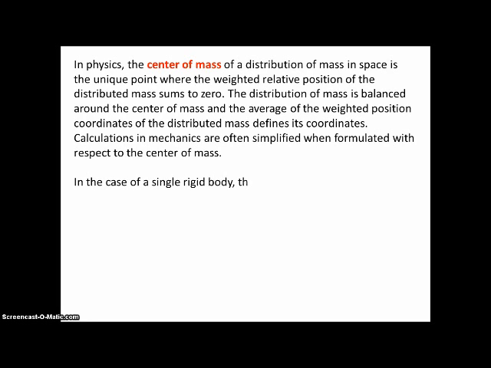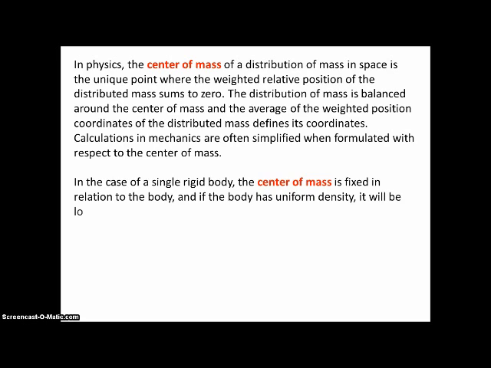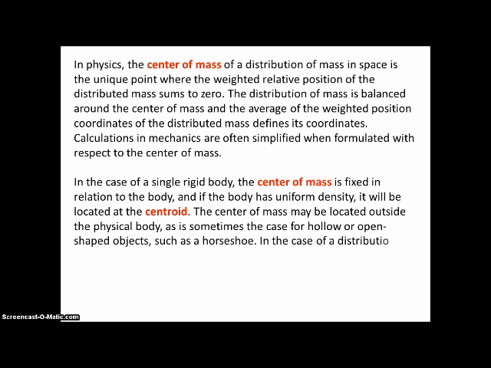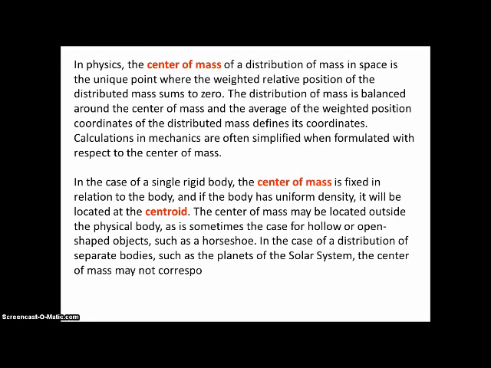In the case of a single rigid body, the center of mass is fixed in relation to the body, and if the body has uniform density, it will be located at the centroid. The center of mass may be located outside the physical body, as is sometimes the case for hollow or open-shaped objects, such as a horseshoe. In the case of a distribution of separate bodies, such as the planets of the solar system, the center of mass may not correspond to the position of any individual member of the system.